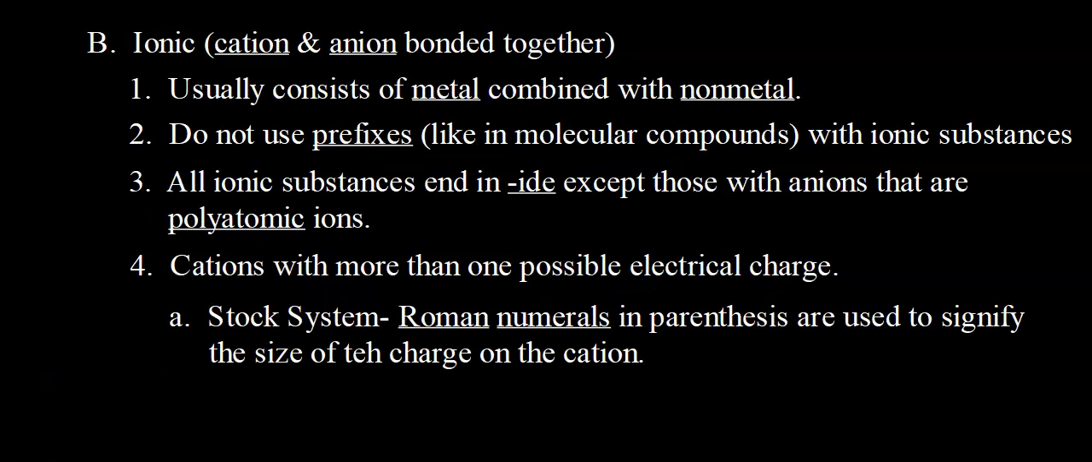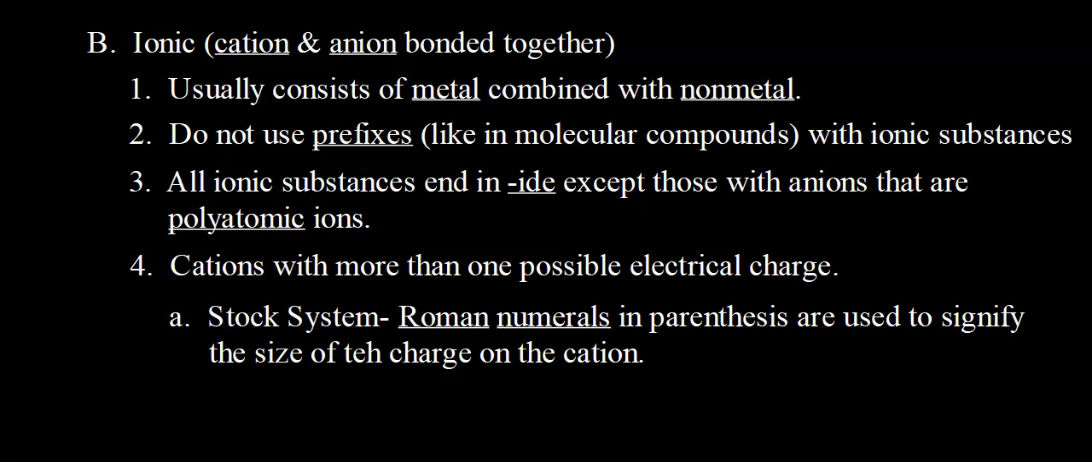Next are ionic compounds. Ionic compounds consist of cations and anions bonded together. Technically, this is ionically bonded together. Usually, they consist of a metal combined with a nonmetal, but that's not always the case, so be careful. It's always cations with anions. Often, the cation comes from a metal. The anion comes from a nonmetal.